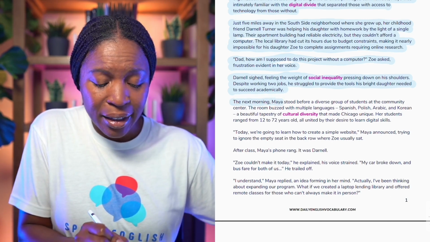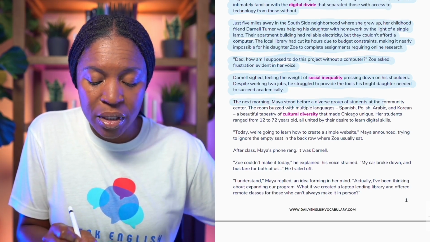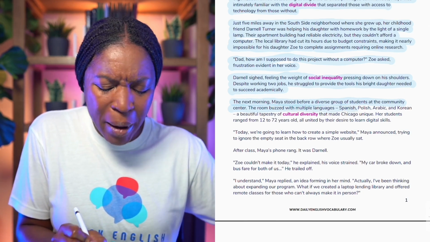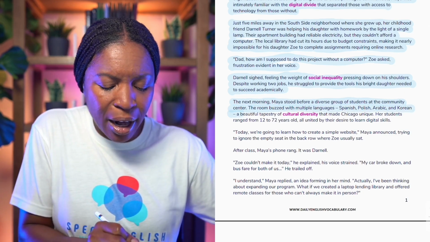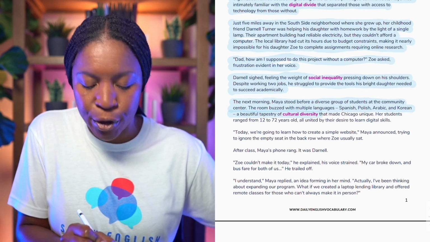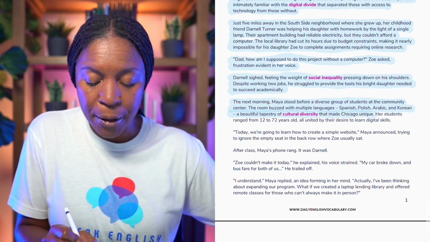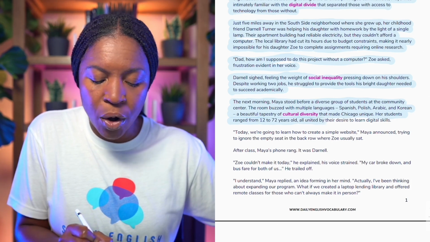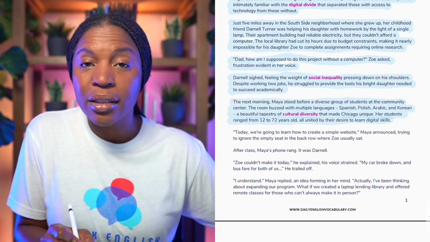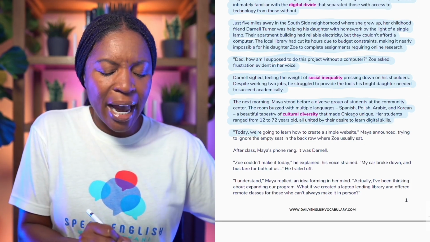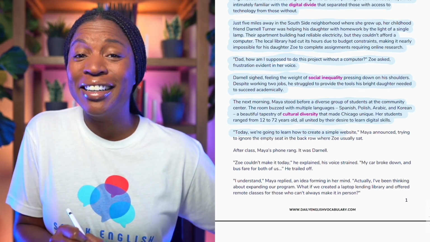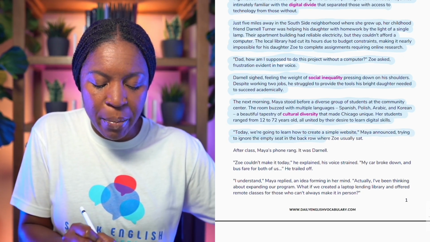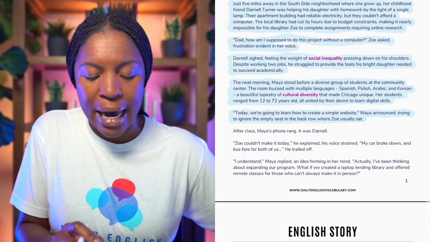The next morning, Maya stood before a diverse group of students at the community center. The room buzzed with multiple languages: Spanish, Polish, Arabic, and Korean, a beautiful tapestry of cultural diversity that made Chicago unique. Her students ranged from 12 to 72 years old, all united by their desire to learn digital skills. "Today we're going to learn how to create a simple website," Maya announced, trying to ignore the empty seat in the back row where Zoe usually sat.